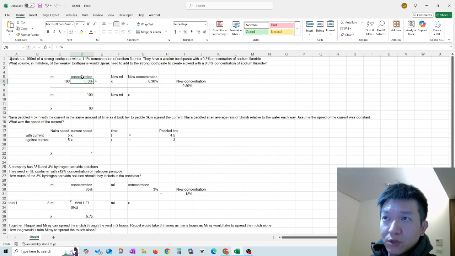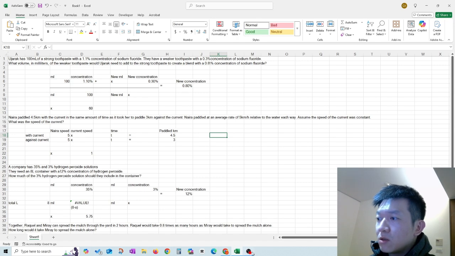With 100%, right? 100% of sodium fluoride on the top in our numerator, and divided by what? The total amount. And the total amount will be what?